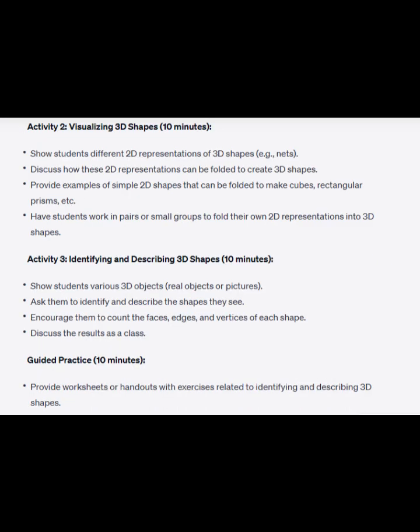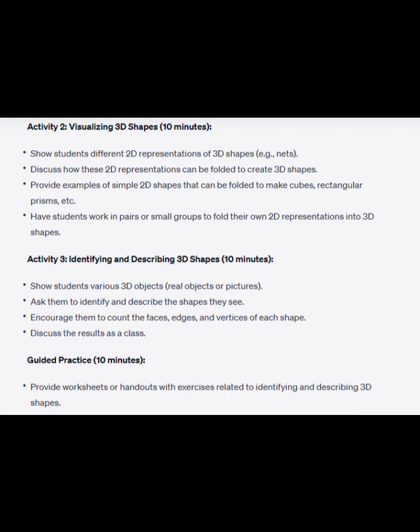Activity 2, Visualizing 3D Shapes, 10 minutes. Show students different 2D representations of 3D shapes, e.g., nets. Discuss how these 2D representations can be folded to create 3D shapes. Provide examples of simple 2D shapes that can be folded to make cubes, rectangular prisms, etc. Have students work in pairs or small groups to fold their own 2D representations into 3D shapes.